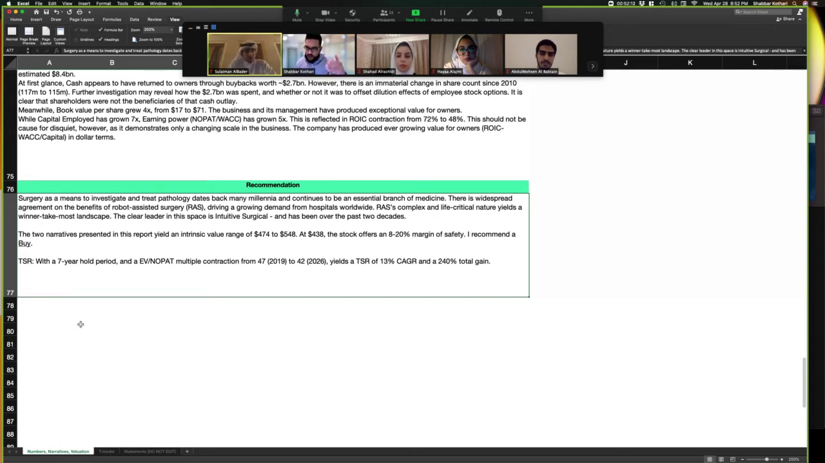TSR is total shareholder return, which is a slightly different exercise. I'm sure you may come across it in Dr. Sulaiman's class or any other in your major. It's a way to calculate what return a shareholder can expect. I estimated something like 13% year on year over the next 7 years of holding this fantastic business. And in most people's books, 13% year on year is pretty good, especially for owning a fantastic business like ISRG.